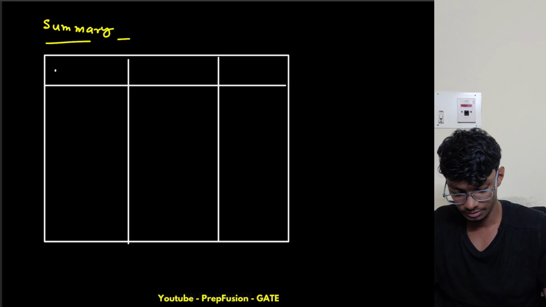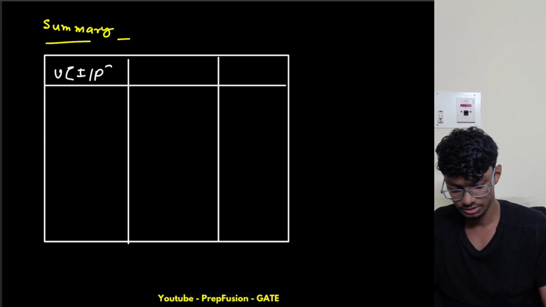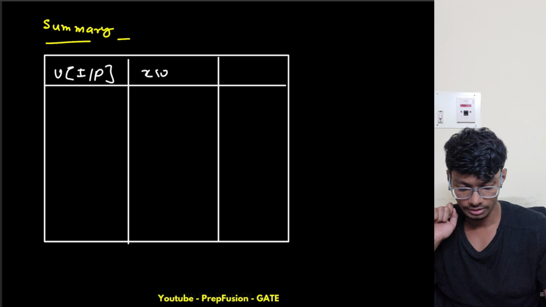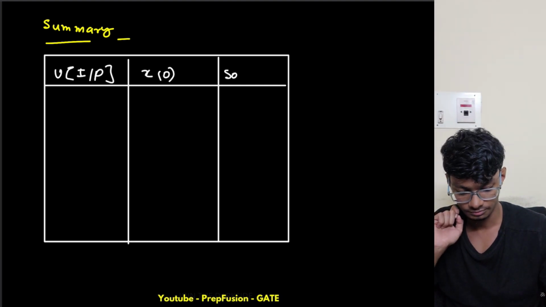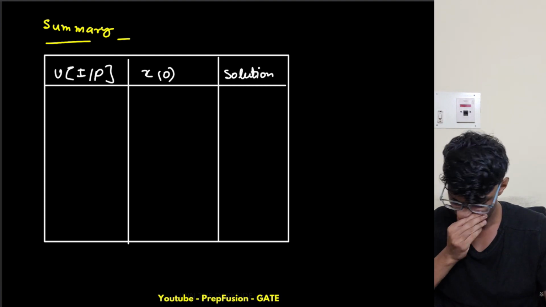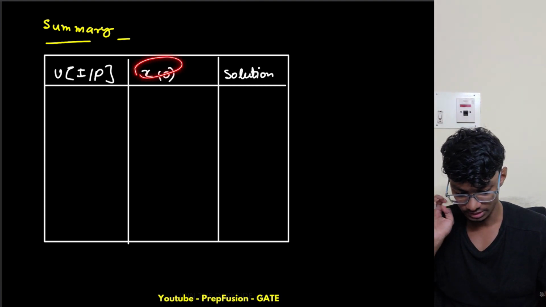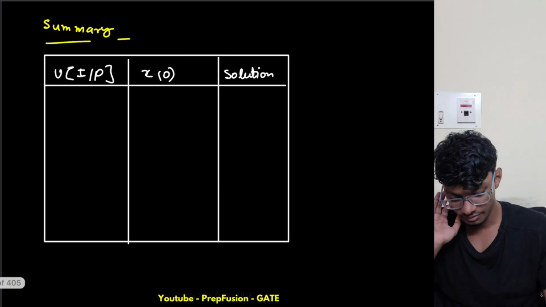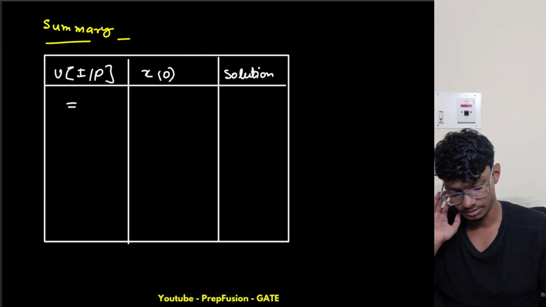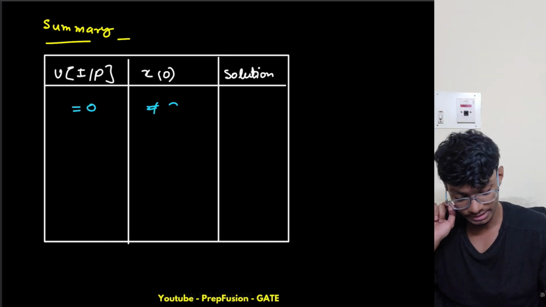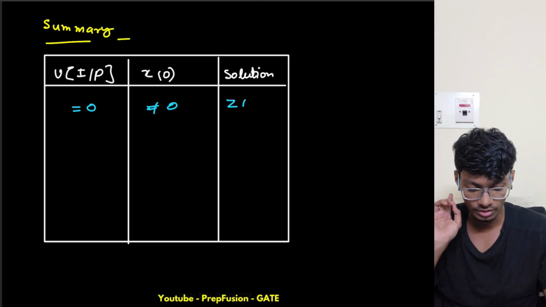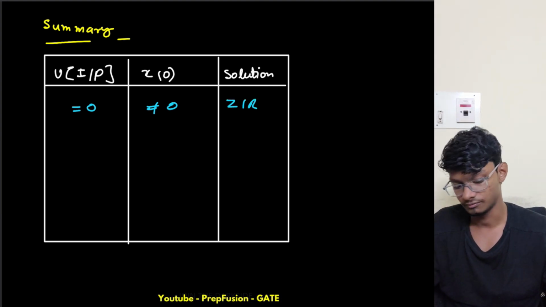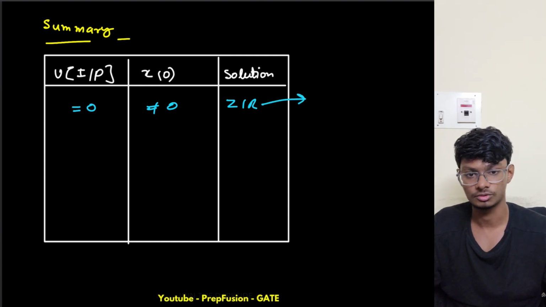Table. The input is basically U, we have x of 0, and we have the solution also. This is the initial condition and this is the input. So if my input is equal to 0, let me write this in a different color, and my initial condition is not equal to 0, then what is the response? The solution is the zero input response, which is basically the natural response.